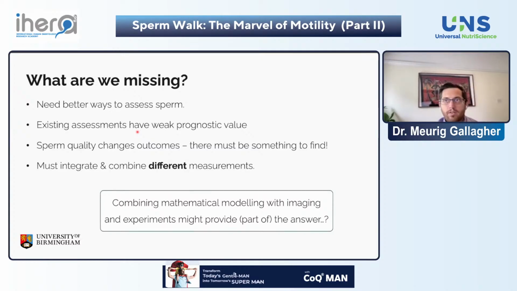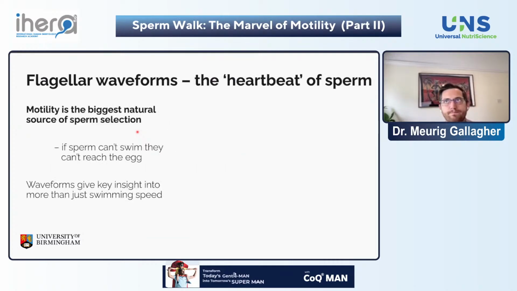I'm a mathematician by background, so I would say that one of the ways we could do this is combining mathematical modeling with imaging of sperm to provide part of the answer. So I'm going to spend a little bit of time in the next few slides just talking about what that means, because I'm sure a lot of you have heard of mathematical modeling and actually aren't quite sure what that means in practice and how it can help address some of these questions.